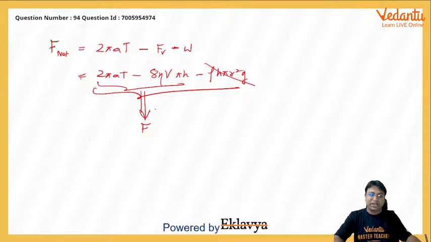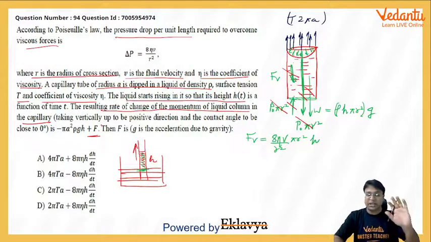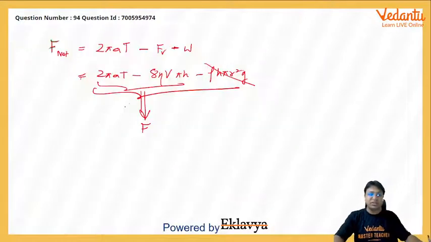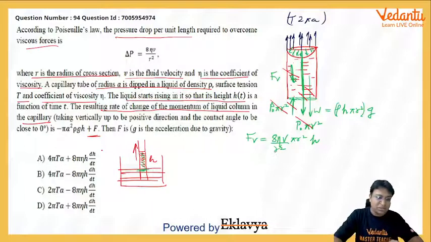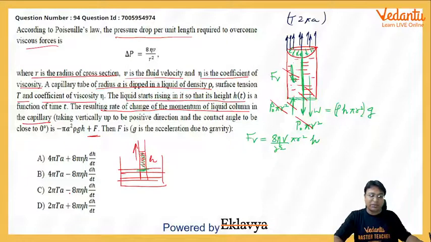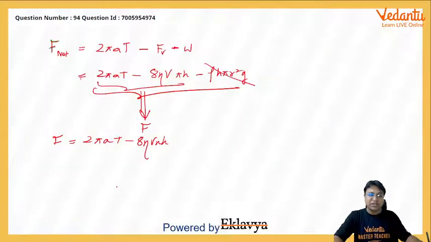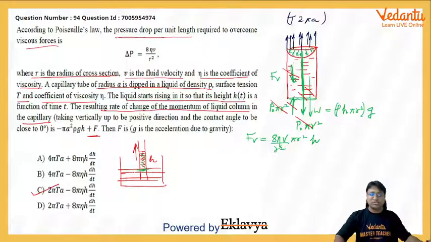Here we are getting a negative sign, and there also we have a negative sign, so that ensures that we have done everything correctly. The value of f that we are looking for is 2 pi T a minus 8 eta V pi h. Let's see whether we have an option like this. I see two options with 2 pi T a, one with a minus sign and one with a plus sign. dh by dt is nothing but V, so we will go with option C. For this question, option C should be the correct one.